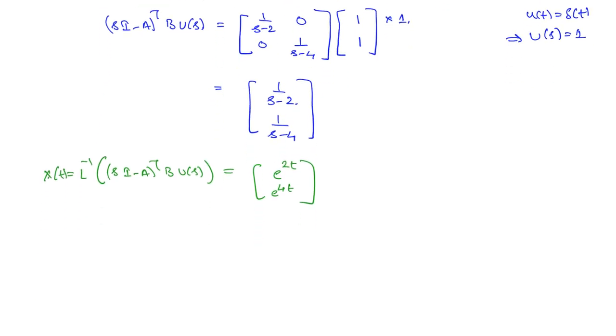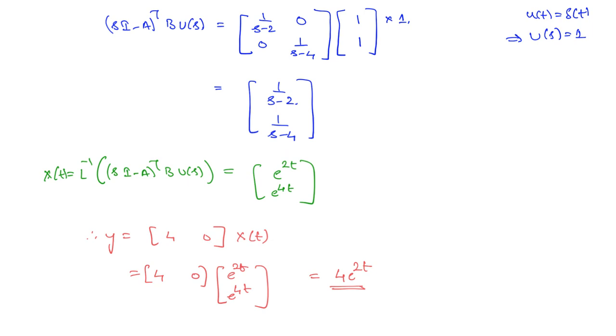So now we can write, therefore, y is what? It was equal to [4, 0] into x of t. So you are going to get [4, 0] times [e to the power 2t; e to the power 4t]. So the output is going to be 4 e to the power 2t.